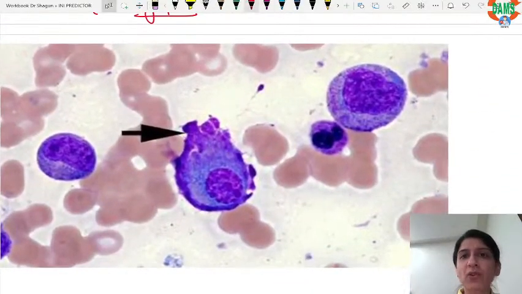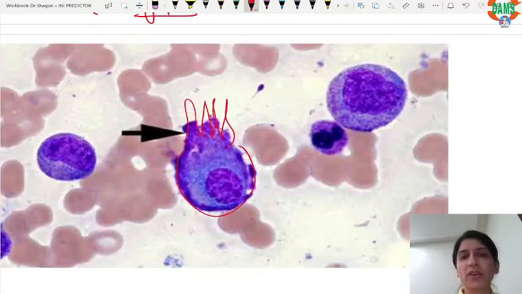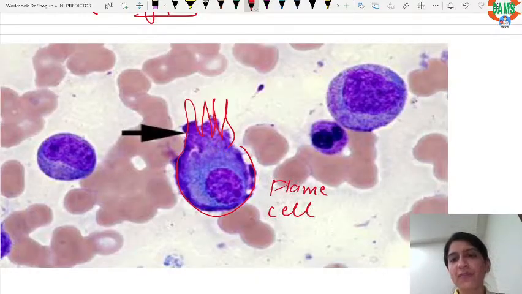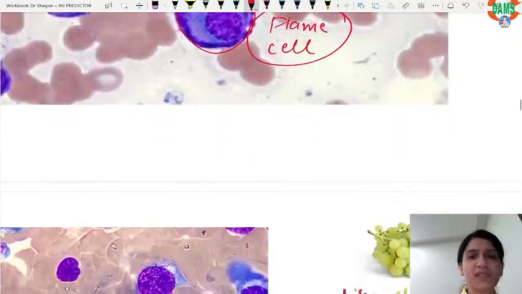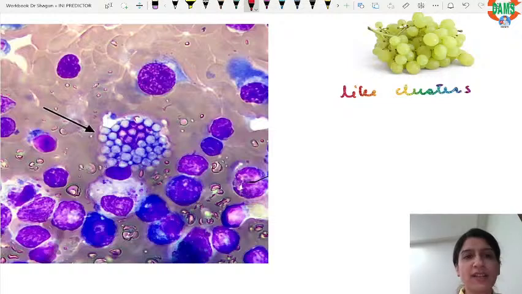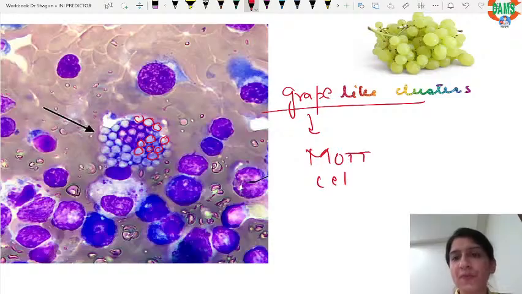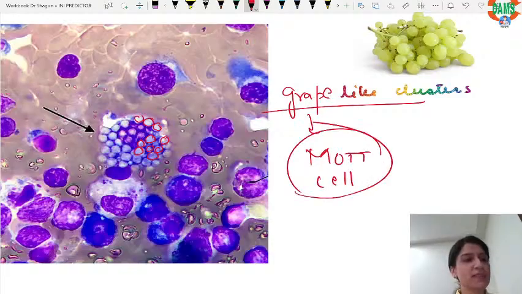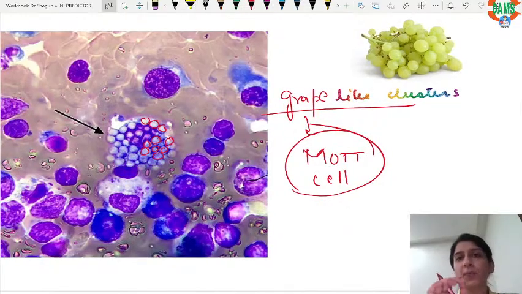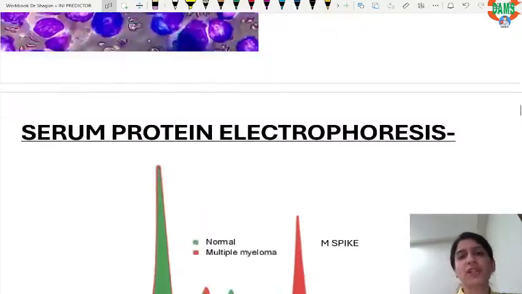What are these cells? Again, I'm talking about multiple myeloma. It seems this is my plasma cell, and I have, oh my God, fire, flame coming out. So yes, this is called your flame cell. These are called your flame cells. Now look here. Grape-like clusters. Yes, grape-like clusters of Russell bodies. So when you see grape-like clusters of Russell bodies, this cell is called Mott cell. Clear? So these were your important finding cells that I want all of you to appreciate in multiple myeloma.